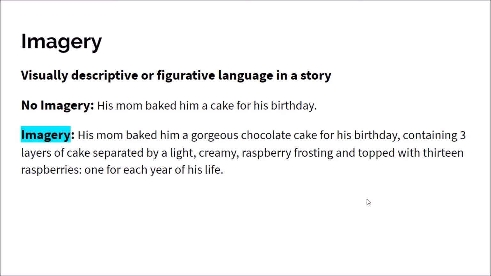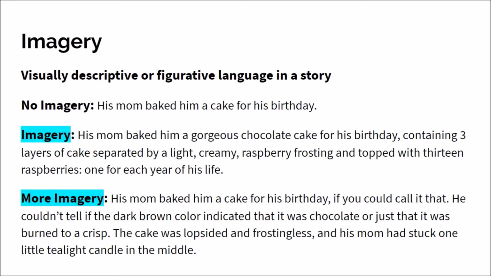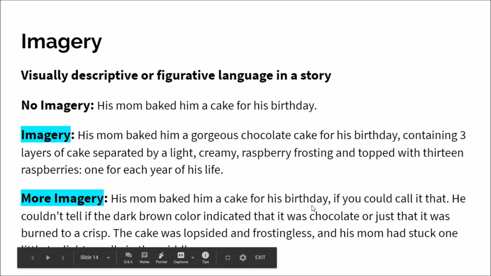Now, here's another example of some imagery. His mom baked him a cake for his birthday, if you could call it that. He couldn't tell if the dark brown color indicated that it was chocolate or just that it was burned to a crisp. The cake was lopsided and frostingless, and his mom had stuck one little tea-light candle in the middle. So again, the first sentence doesn't really tell us if it's a gorgeous cake or this kind of burned, ugly, sad little cake. But that's what imagery does. It helps us picture what's going on.